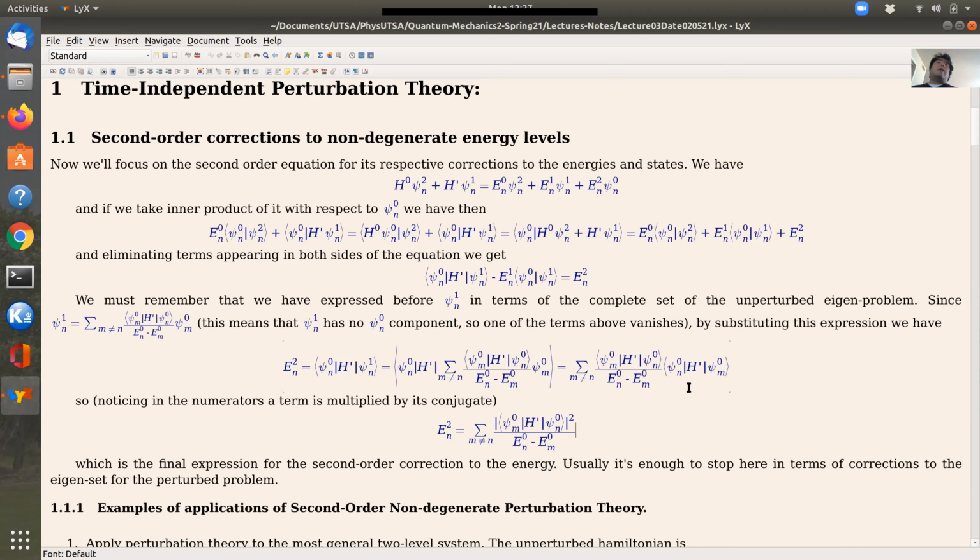There are several important points to discuss, but the main one, the moral in a way, is that usually it's enough in quantum problems to stop at the second order correction to the energy and at the first order in the wave functions. Very rarely do you need more.